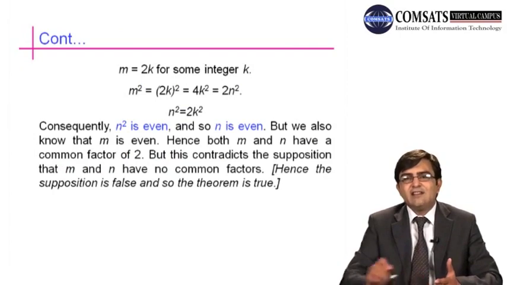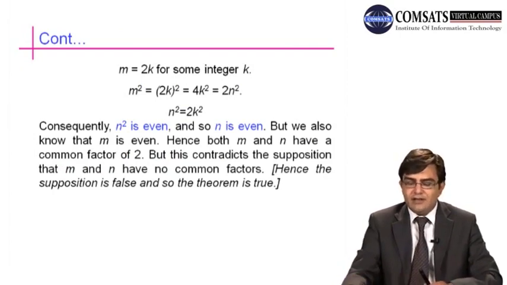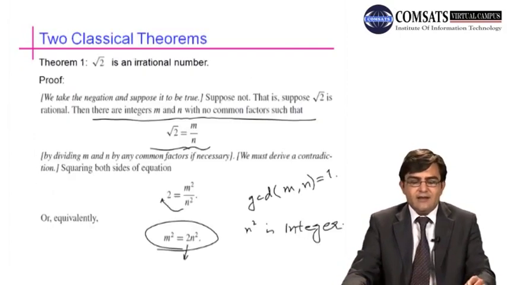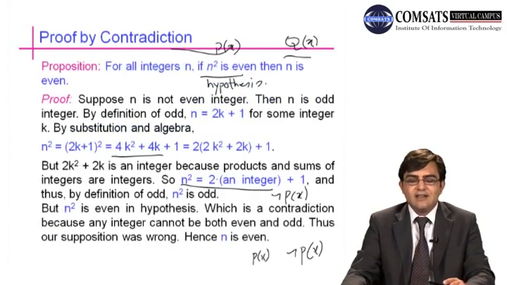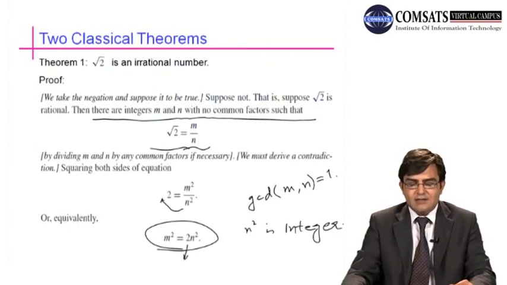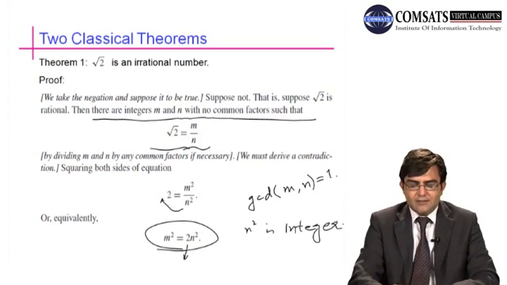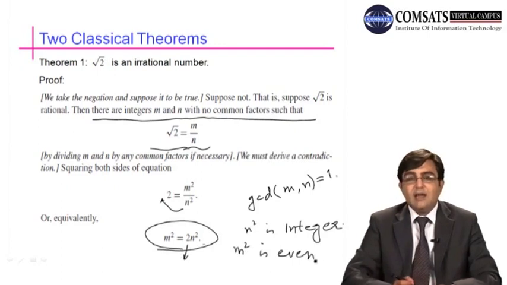We have proved in the previous example that for all integers n, if n square is even, then n is even. So we have proved it. Here, m square is even because m square is written as a multiple of 2 into some integer. By the previous theorem, then m is also even.